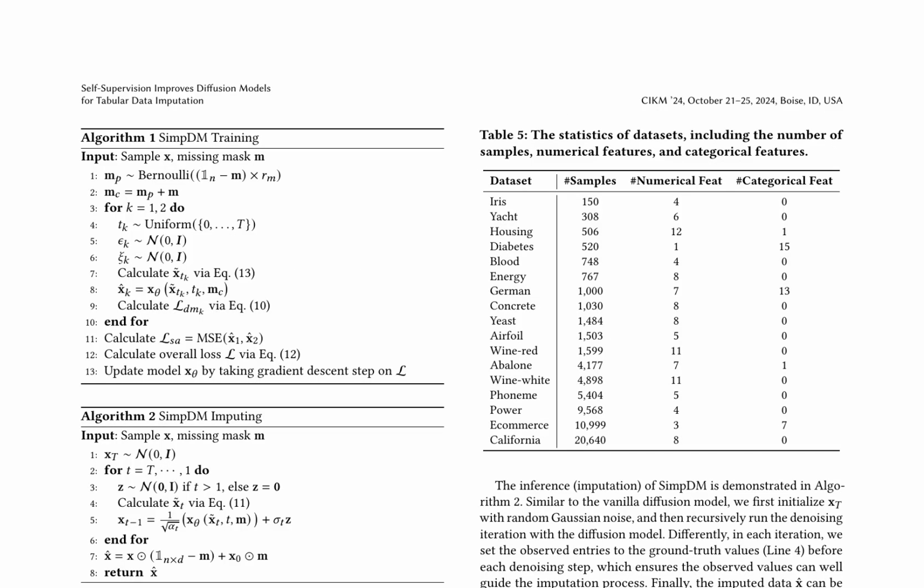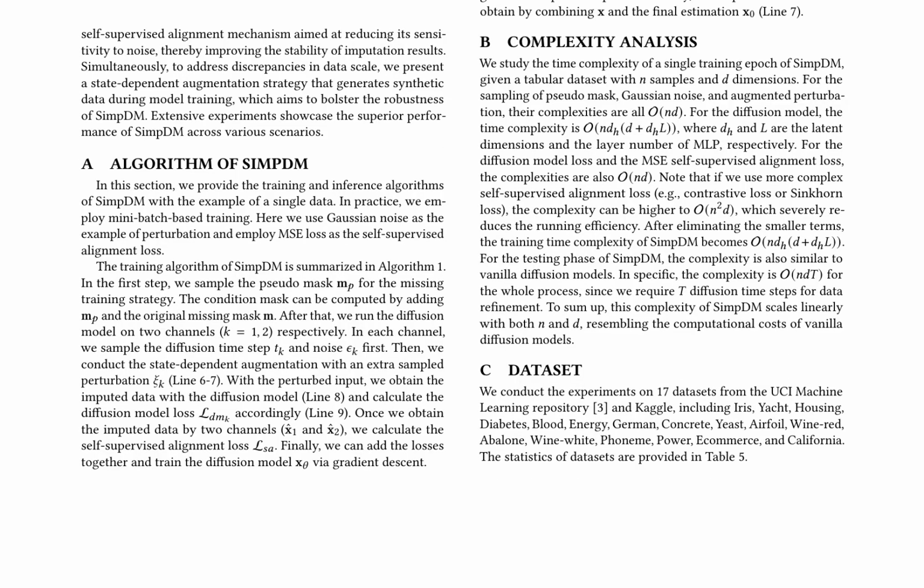Here is the combined summary of pages 9 and 10. SimpDM, a self-supervised diffusion model, is proposed for tabular data imputation, aiming to mitigate noise sensitivity and enhance imputation stability. The training procedure involves sampling a pseudo-mask, running the diffusion model on 2 channels, and calculating the self-supervised alignment loss. During inference, the input is initialized with random Gaussian noise, and the denoising iteration is recursively applied using the diffusion model. The time complexity of SimpDM is analyzed, revealing a linear scaling with both sample size and dimensionality.